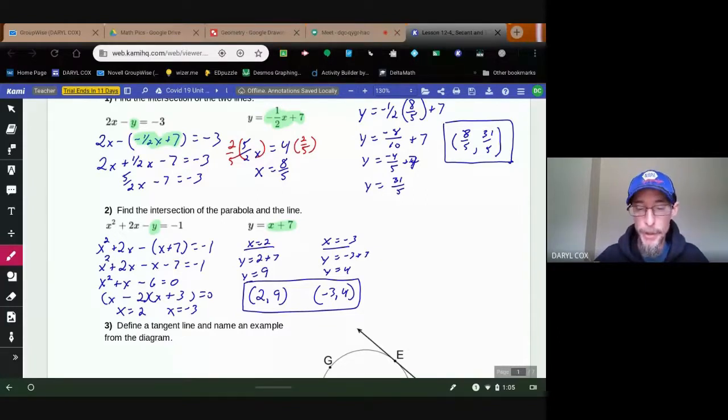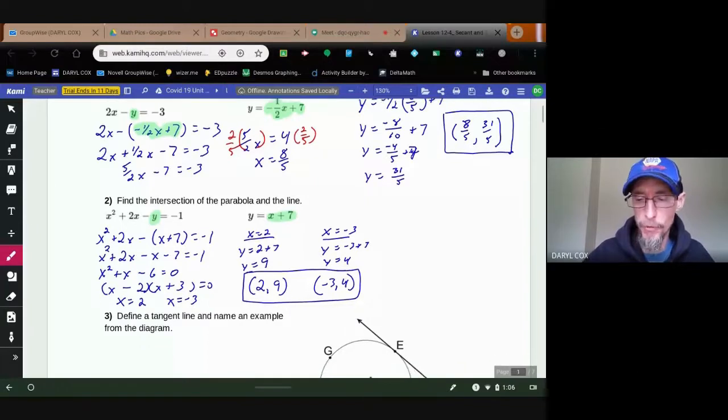Okay? A little bit of remembering things. Now that we remember how to do systems of equations between two lines and a parabola on a line, we're ready to start talking about what happens with circles. So let's talk about lines and circles and some things that we've mentioned before.